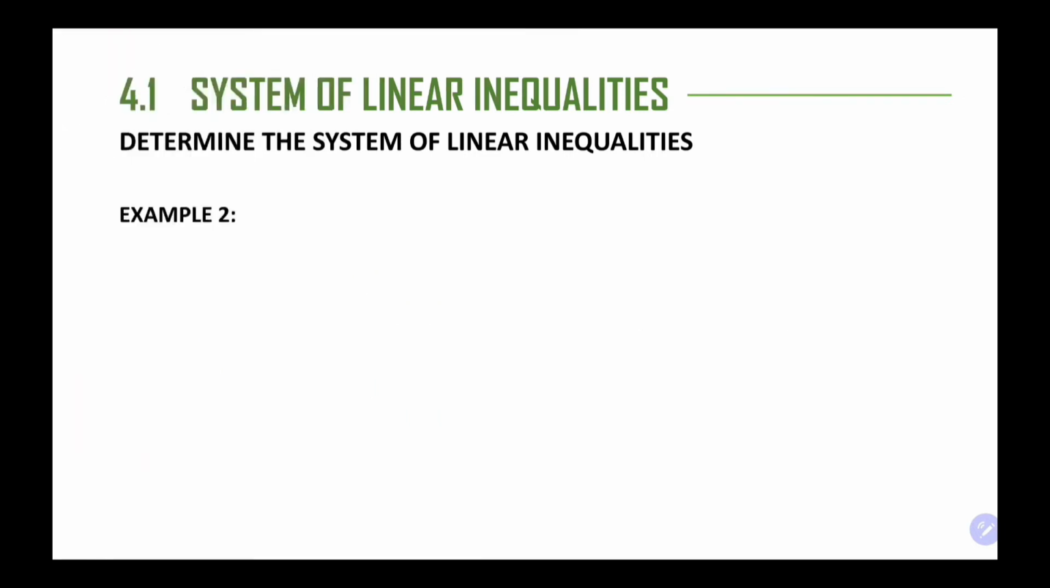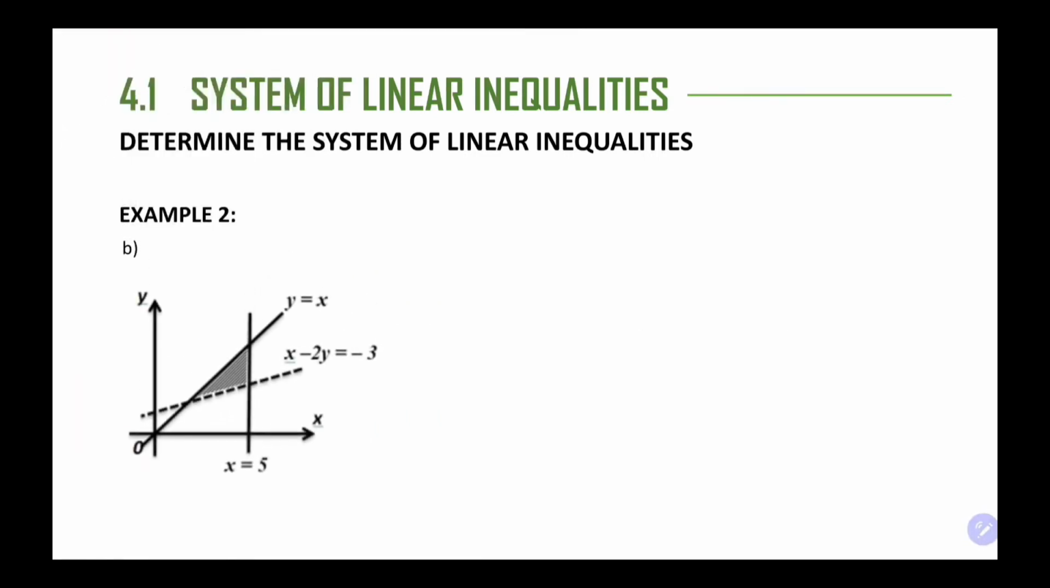Example 2b, we have 3 line here. So first line, we have x minus 2y equals to negative 3. First step, we arrange y on the left side. Then we get 2y equals to x plus 3. Make sure we arrange positive y on the left side.